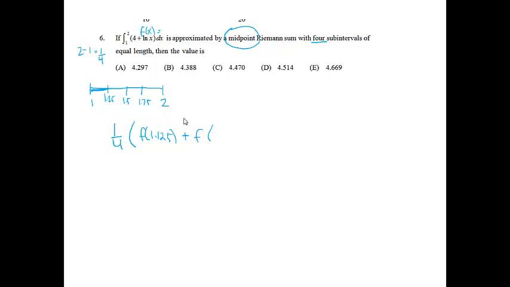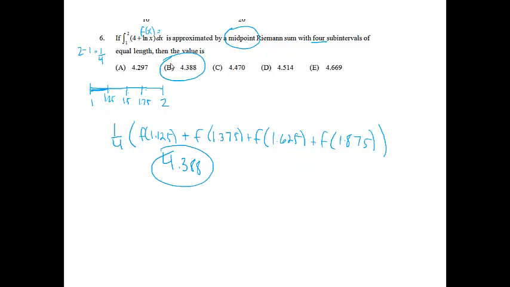The next one, halfway between 1.25 and 1.5 is 1.375, and then plus halfway between 1.5 and 1.75 is 1.625, and then halfway between 1.75 and 2 is 1.875. Okay, and now we can let our calculator do the work on this one, and we should get 4.388 as my answer.